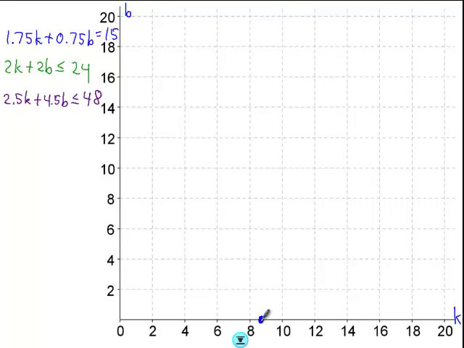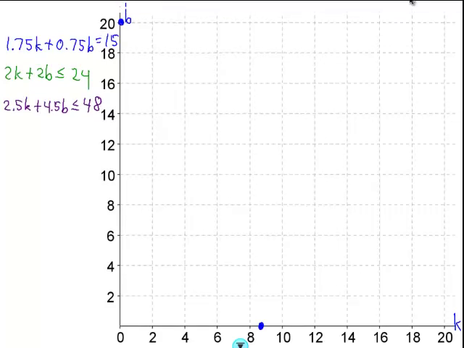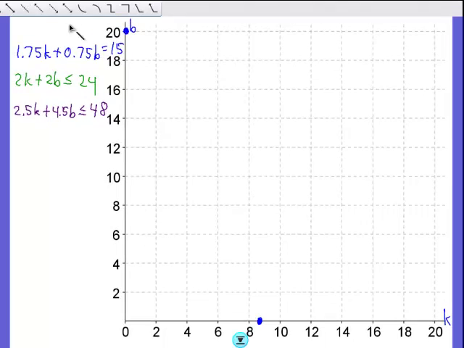If all he made were cobblers, then we'd let this equal 0. We'd ignore this. Divide by 0.75. 15 divided by 0.75 is 20. He can make exactly 20 cobblers. So once you've got your intercepts, you can get out your line tool and connect the dots.